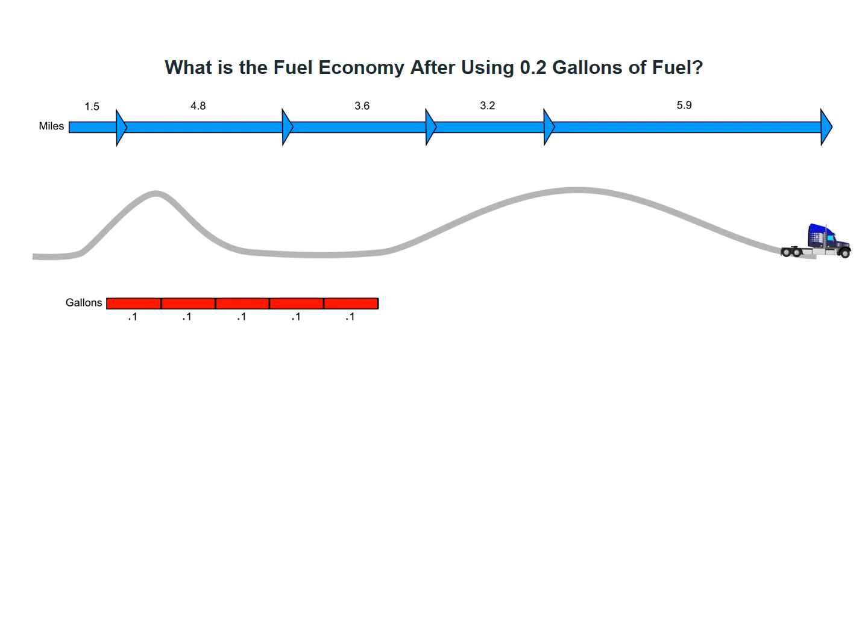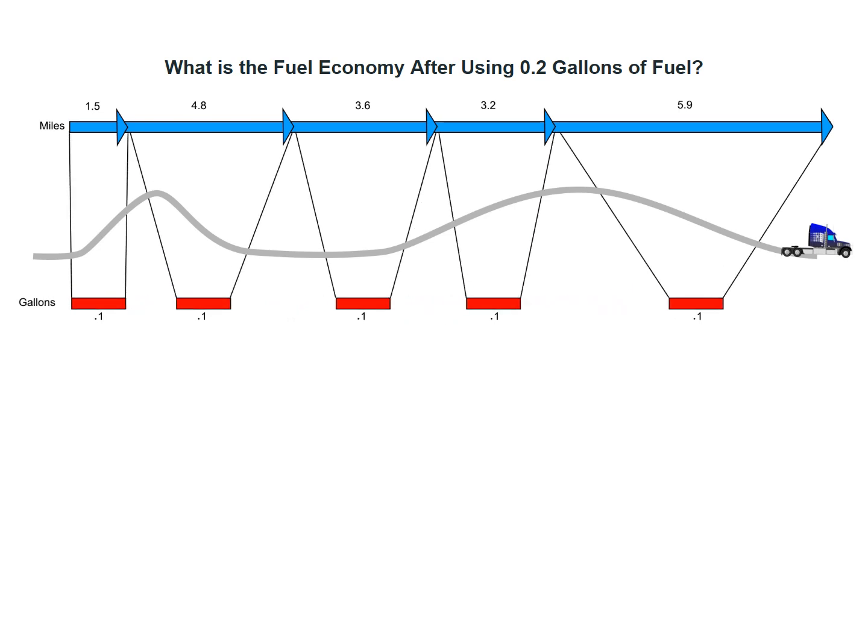Now, let's think about how these fuel intervals correspond to the distance intervals. These black lines indicate how each distance interval corresponds to a fuel interval. So for each successive 0.1 of a gallon fuel interval, the size of each distance interval changes. So now back to the question, how can we figure out the truck's fuel economy when it has used exactly 0.2 of a gallon of fuel?